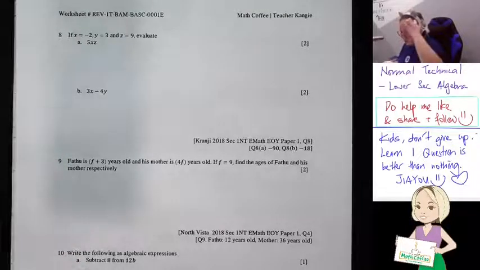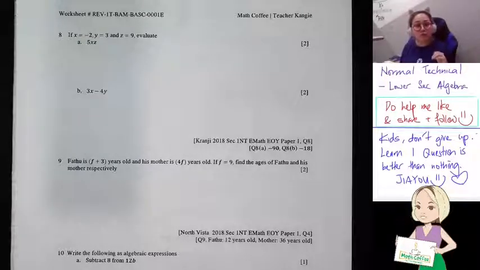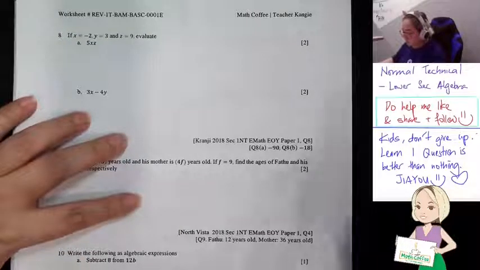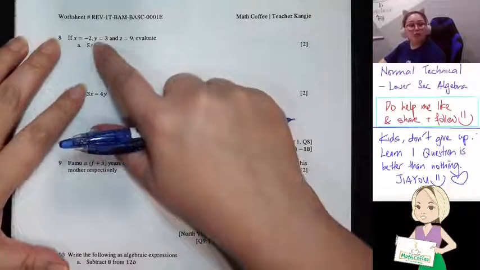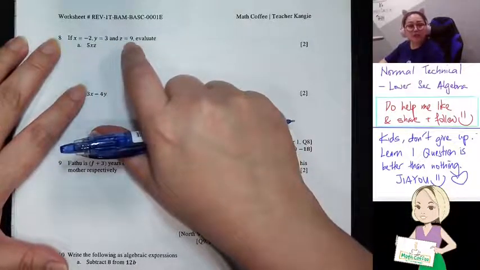Yes, this is normal tech math, but this is lower secondary school, lower sec algebra. Okay, so same thing, you have x equals to negative 2, y is given is 3, z is 9. So they ask for 5xz.